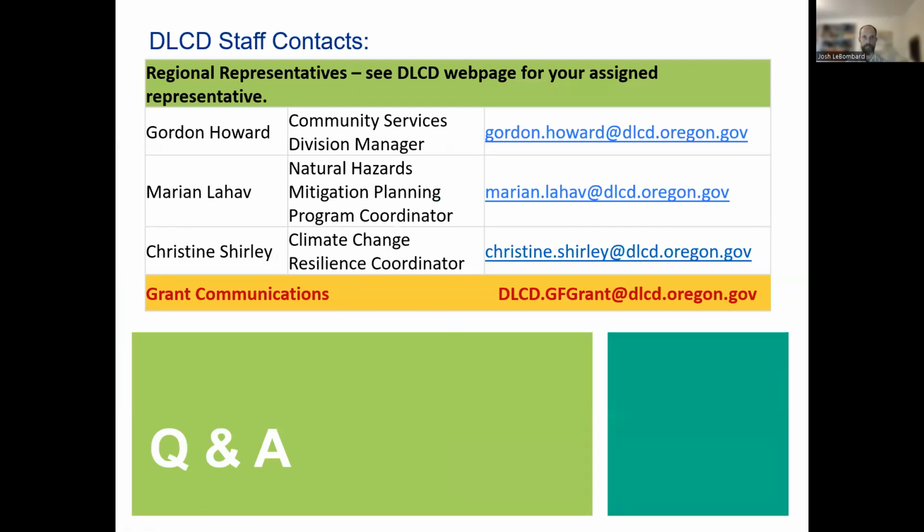So people to contact, once again, first point of communication really should be with your regional representative. If you don't know who your regional representative is, we do have a map and a listing of all the regional representatives throughout the state. There are 9 of us around the state. So you can go to our website and find out who your rep is. If you don't know who they are, start with them.